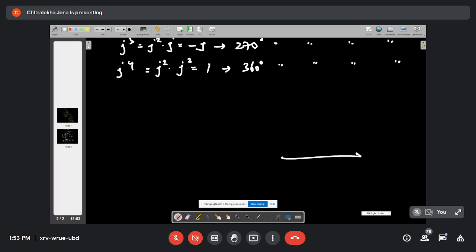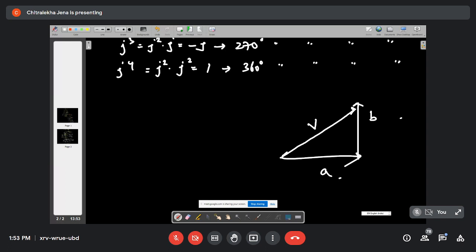Now you tell me. Suppose this is my vector A, having magnitude A, and this is my vector B, having magnitude B. These are all magnitudes. Suppose I ask you what this vector is. What will I write down? Tell me.